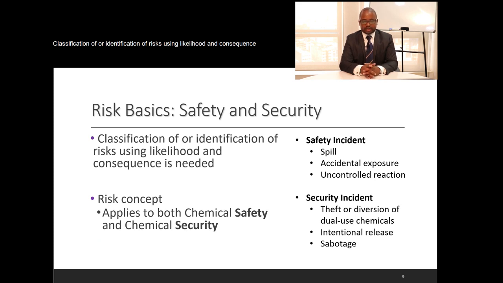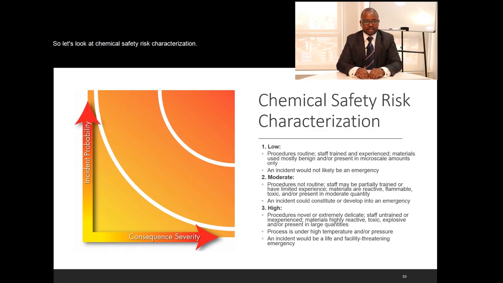Classification or identification of risks using likelihood and consequence is needed for us to identify which chemicals are actually risky and what situation makes them risky. Risk applies both to safety and security. A safety incident, for example, would be a spill, or in the lab, some uncontrolled reaction. All these things are unintentional. A security incident, on the other hand, would be theft, where a chemical is targeted for some malicious use. A security incident could also be sabotage, such as an unintentional release by a disgruntled employee or an intentional release by, say, a competitor. The characterization of safety risks is nearly the same as the characterization of security risks, only the components change. So let's look at chemical safety risk characterization.